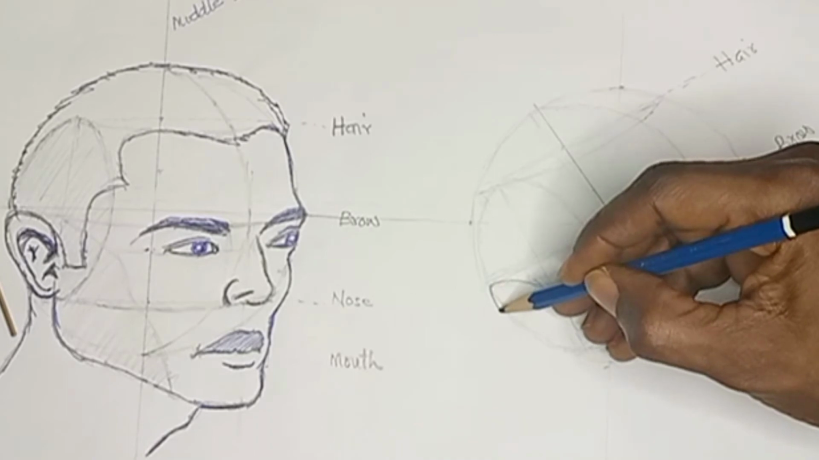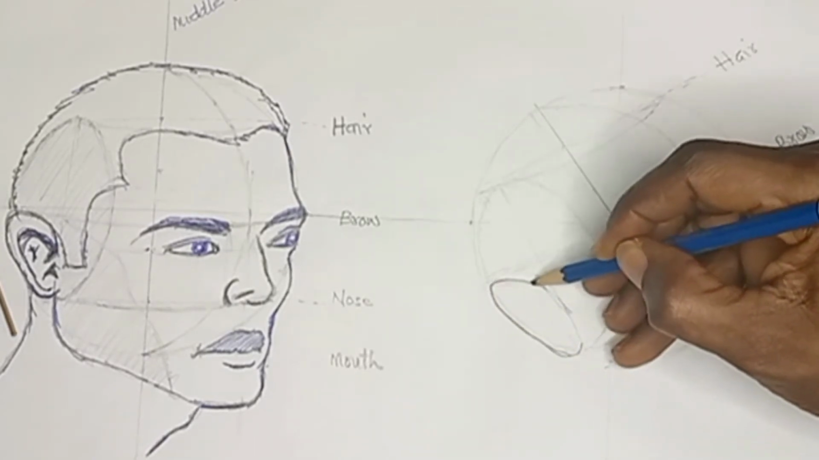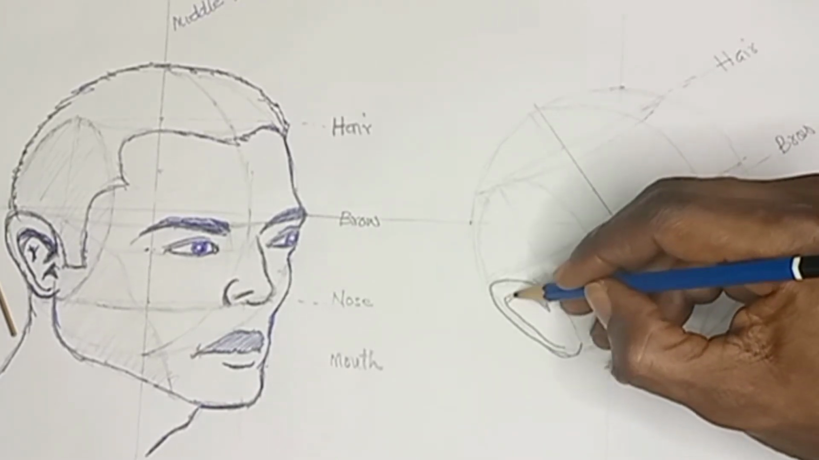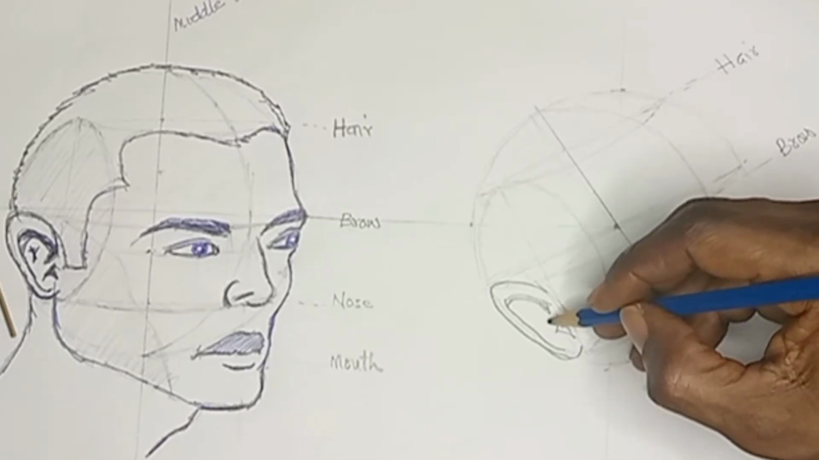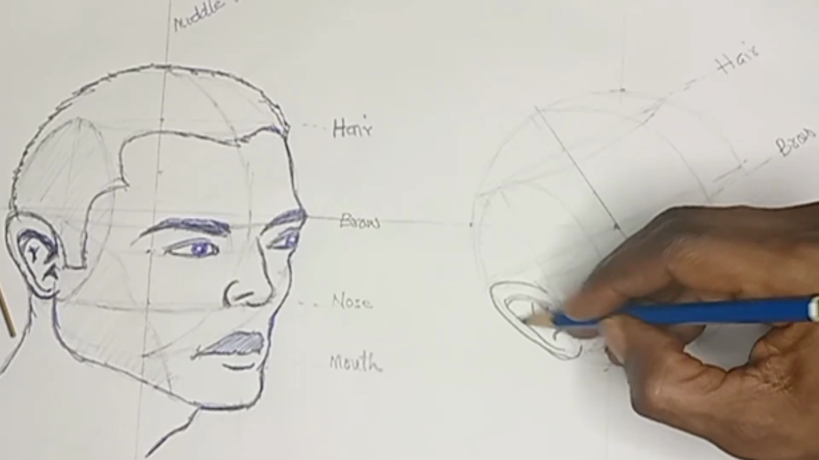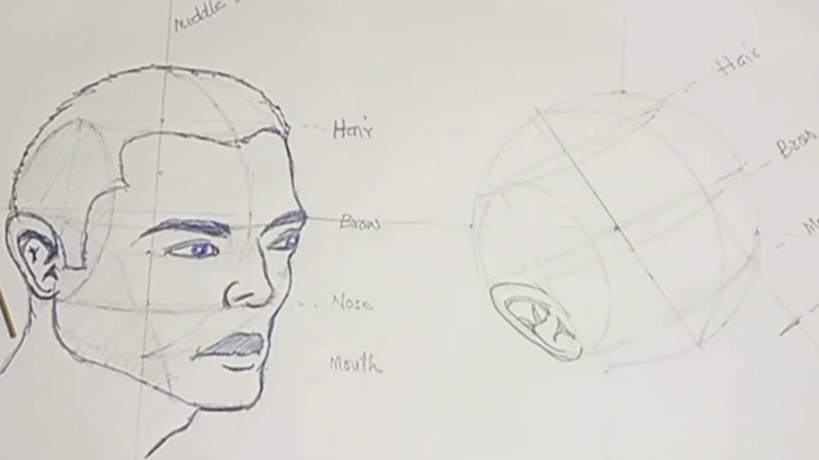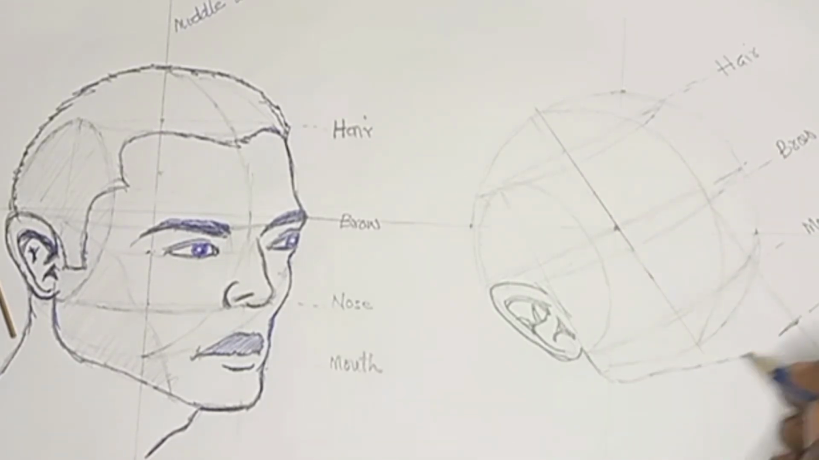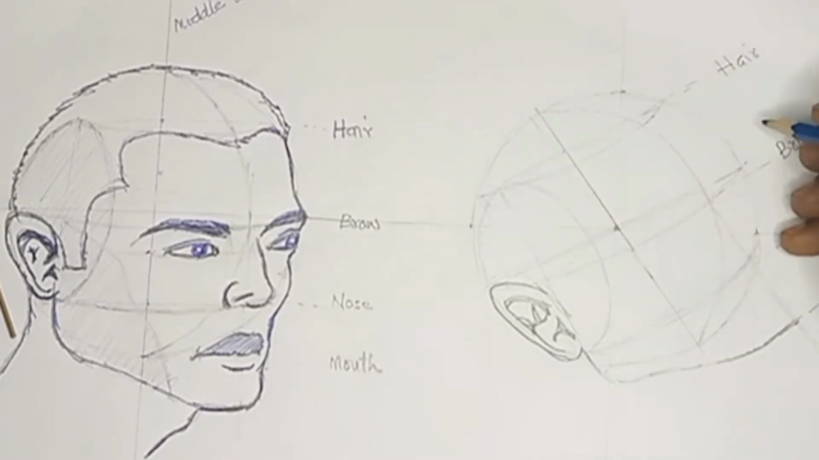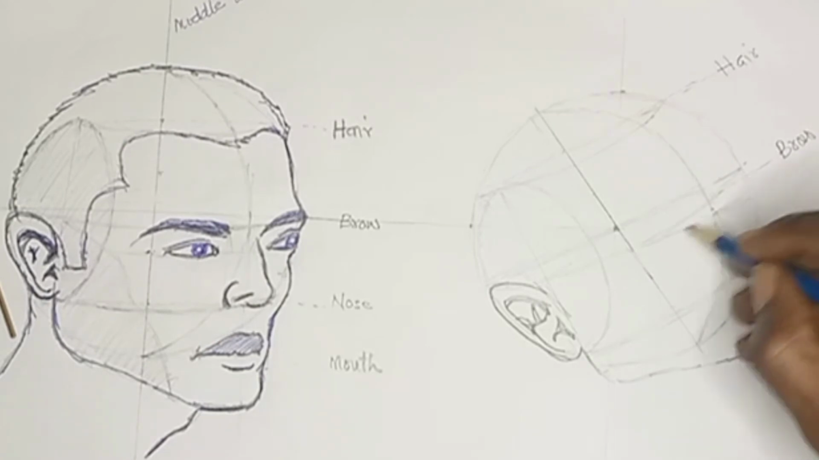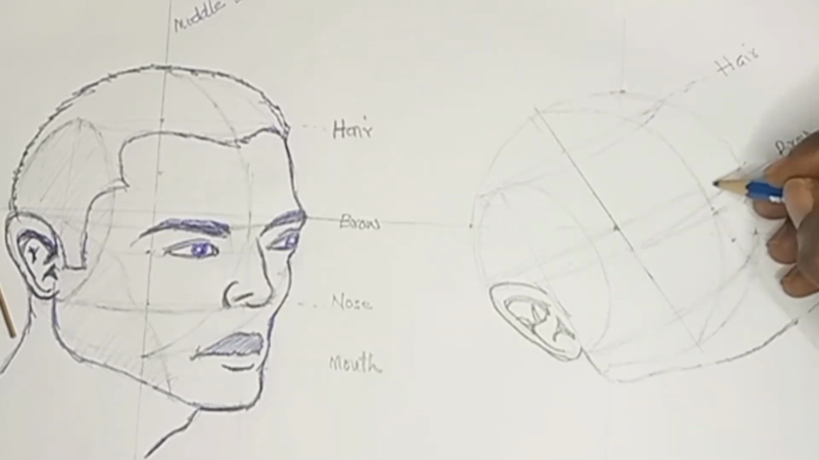Now I'm starting with the ear. Since I have those construction lines settled, I can start with any of the features. The jaw should exceed the circumference of the circle. Dividing this into 3 to get the line of the eyes.